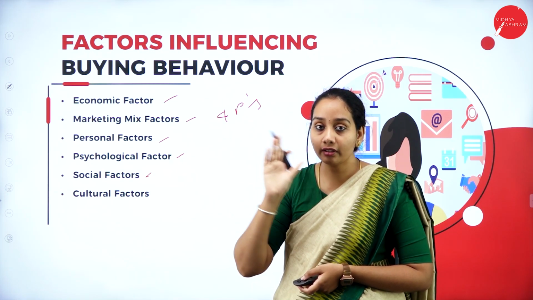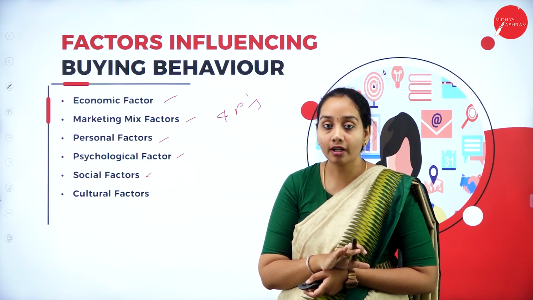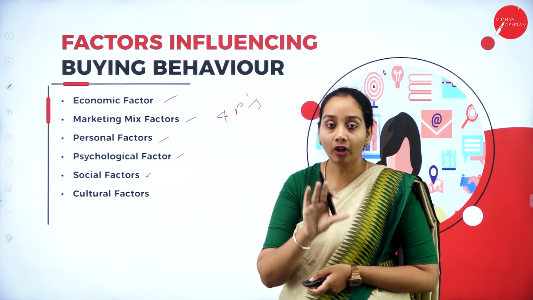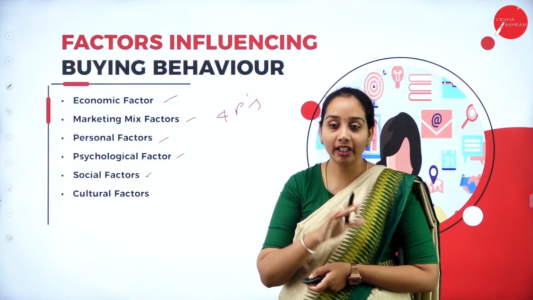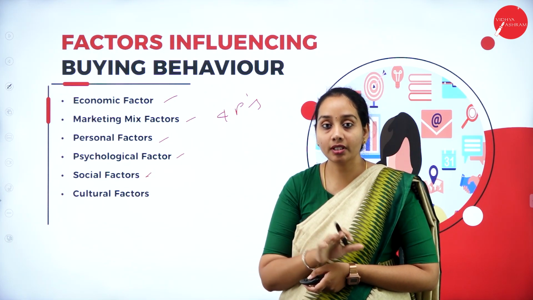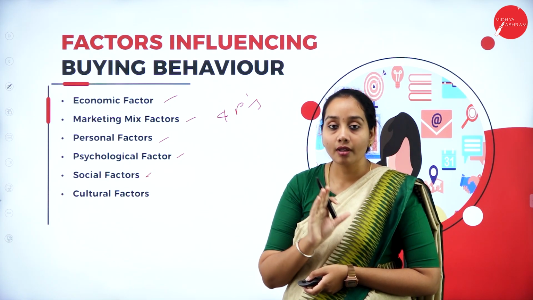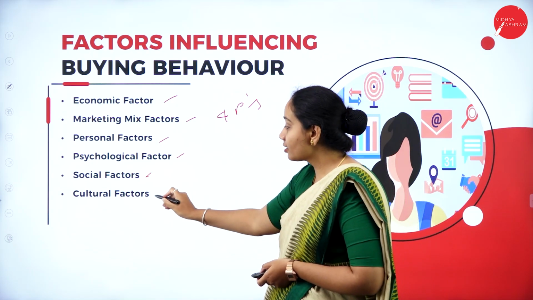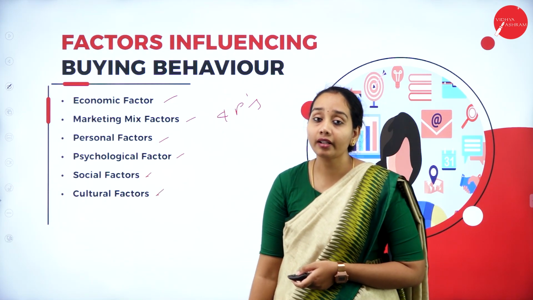So the social factors also influence the consumer in purchasing shampoo, hair oil, or any kind of product that reduces the hair fall of a person. Okay, so social factors play a very important role here. Next is cultural factors. Why?